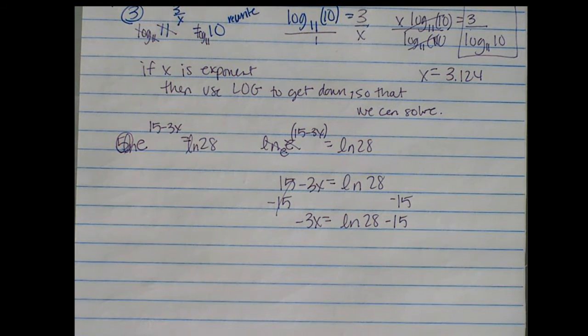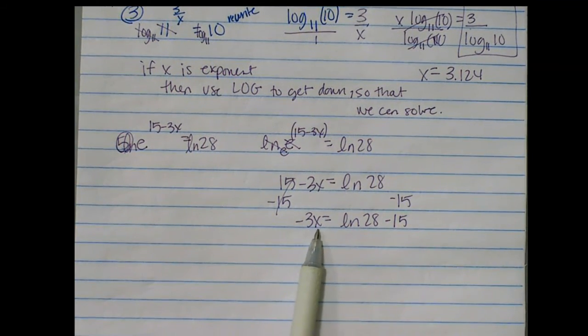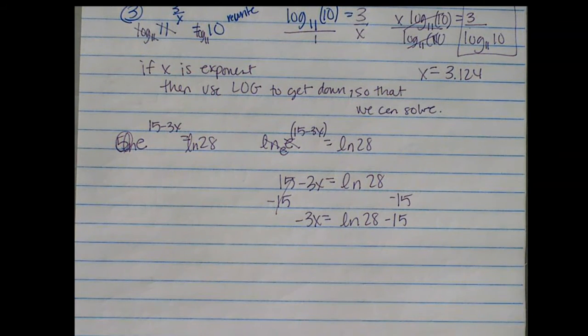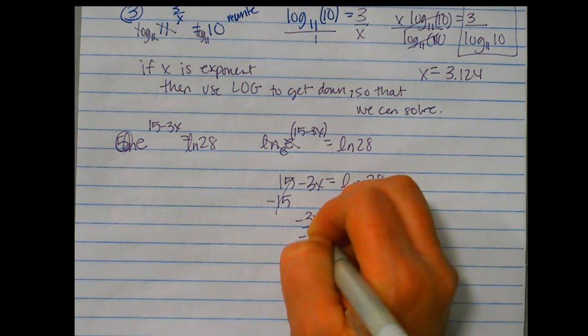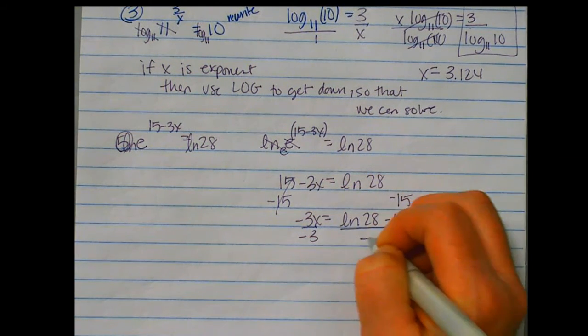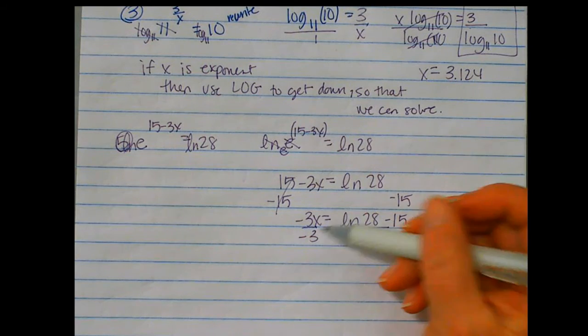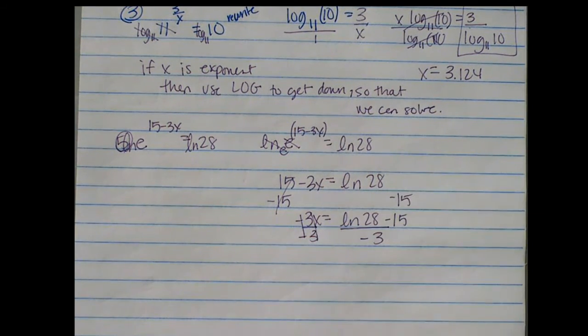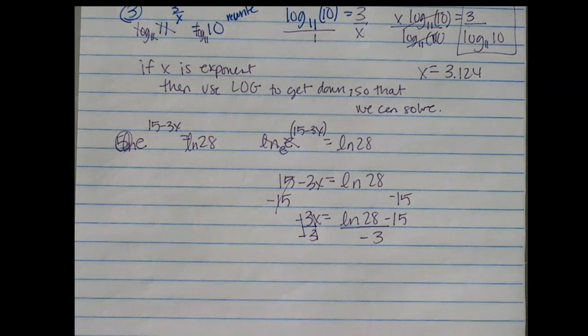What do we do to undo the negative 3? Opposite of multiplication? Division, right? I'm trying to undo the negative 3. So if I divide by negative 3, it cancels and makes 1. And now I have this that I can put in my calculator. Just like that.